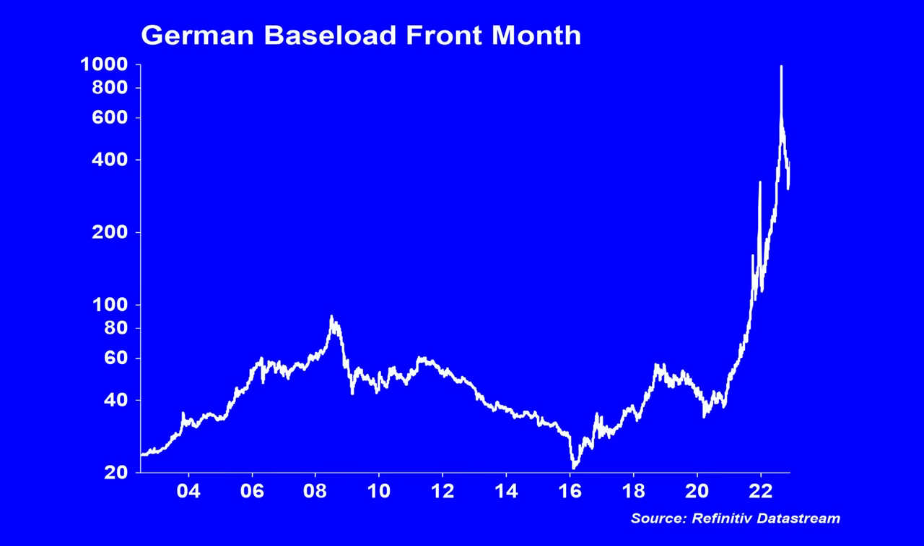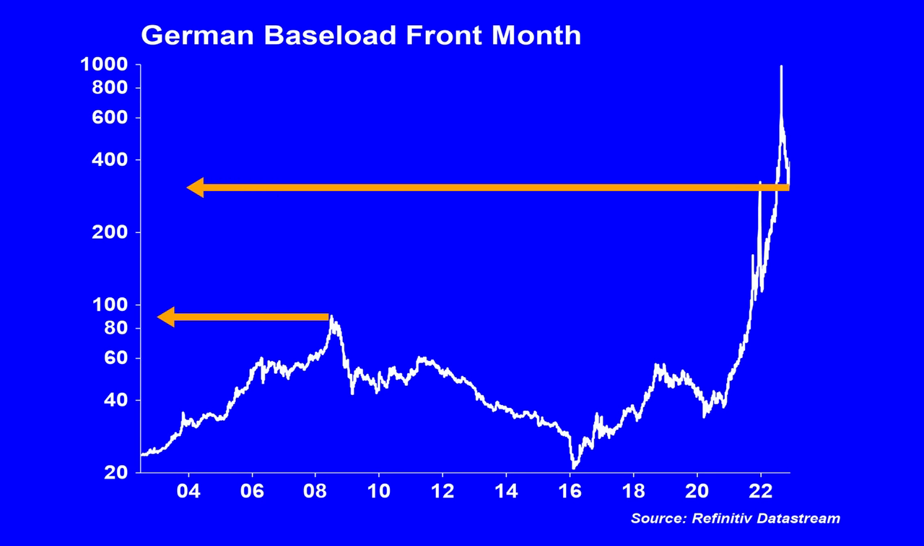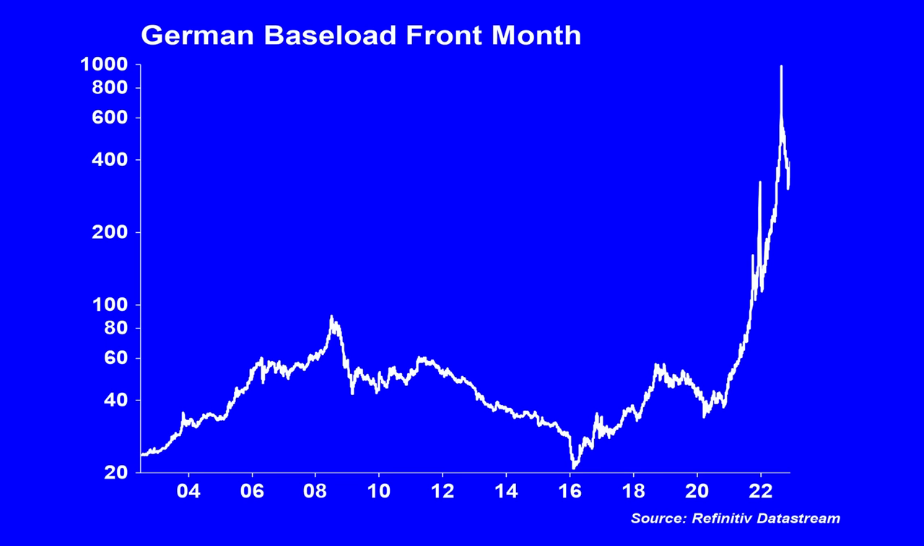And when we look at things like baseload, this is the front month future baseload electricity in Germany. I've used a log chart here because when we use the non-log chart, it looks like it had an enormous spike and came all the way back down to its starting point. But on a log chart, you can still see it's roughly three times higher than pretty much the highs of the previous 10, 15 years. Energy costs are still high within Europe. The energy crisis is still there bubbling away in the background.